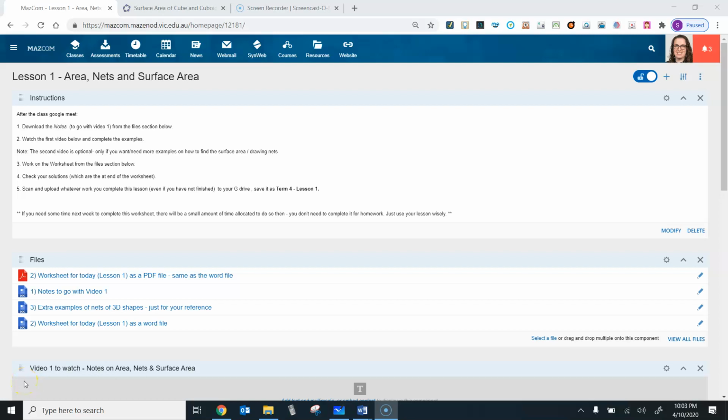This term, as you know, we are looking at measurement. So the first lesson today, we're going to look at the concept of area, nets, and which leads us into surface area. So if you haven't yet done so, please make sure that you go into the lesson and download the notes to go with video 1, as you will need that as you watch this video.